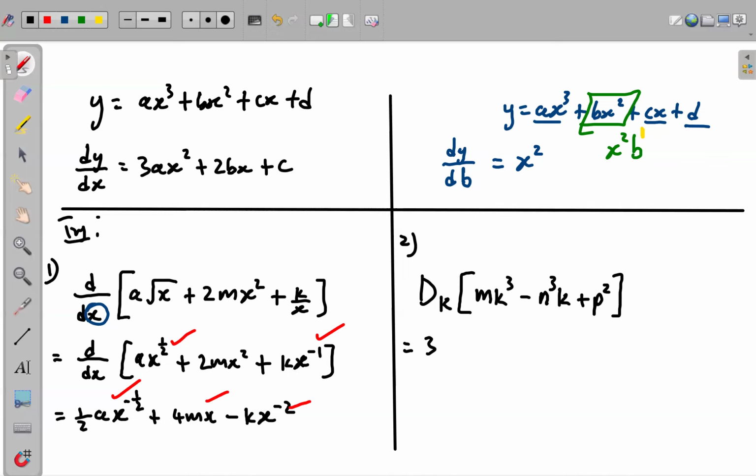This will become 3mk squared. So you just treat k as an x, minus 3. No, that caught me. That should be just minus n cubed, because the exponent of k is 1. Now p squared, there's no k next to it. It means we treat it as a constant, and the derivative of a constant is 0. So this one, nice and easy, 2 marks.